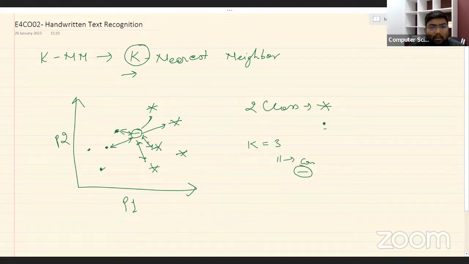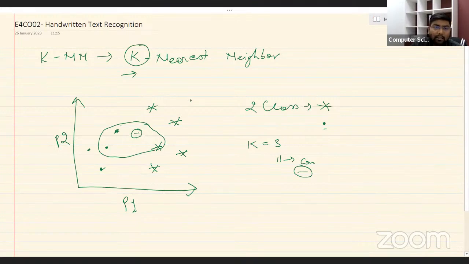Suppose these 3 instances are nearby, but among those, these 2 belong to the dot class, and this one instance belongs to the asterisk class. So based on the voting, we will identify that this new instance belongs to the dot class. So this is K nearest neighbor.